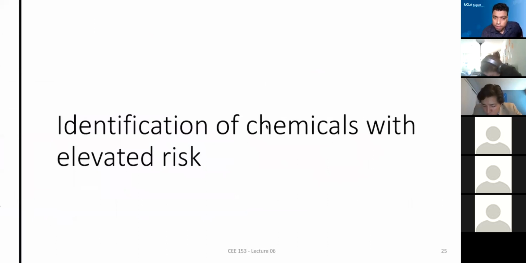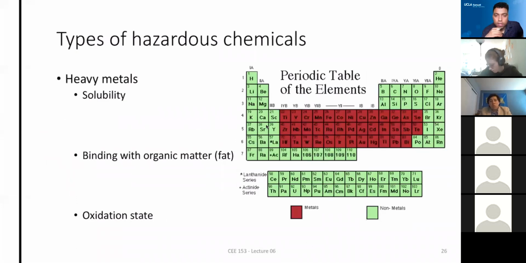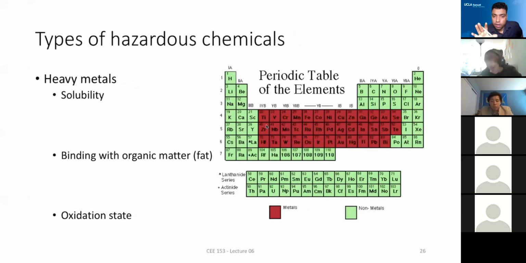This next part is not in the textbook: identification of chemicals with elevated risk. I'm just going to go over it very quickly to give an idea, because these are things that will come up in future, adding that chemical aspect. So again, you don't have to remember all these things. This will come back in future because you don't know the thermodynamic constants yet. First one, how do you know? This is all about exposure.